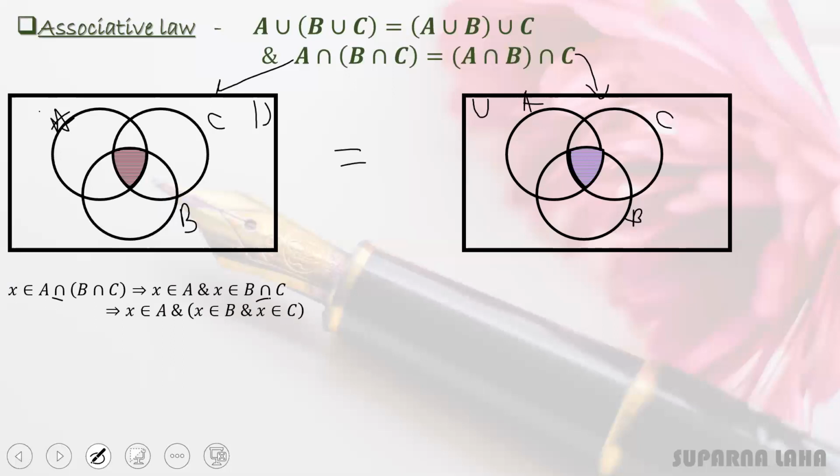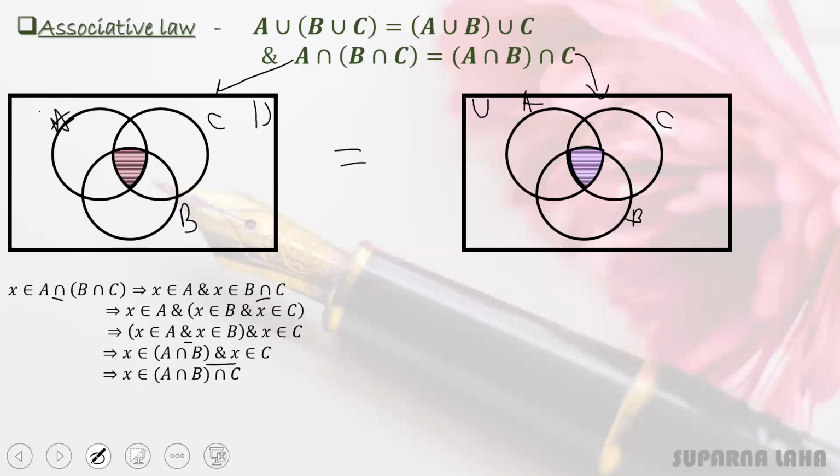Take a pair of A and B, that is X in A and X in B, and then X in C. Now replace this AND with intersection, that is X present in A intersection B and X in C. Again replace this AND with the sign, that is A intersection B intersection C. So we proved that any element belonging to LHS belongs to RHS also.